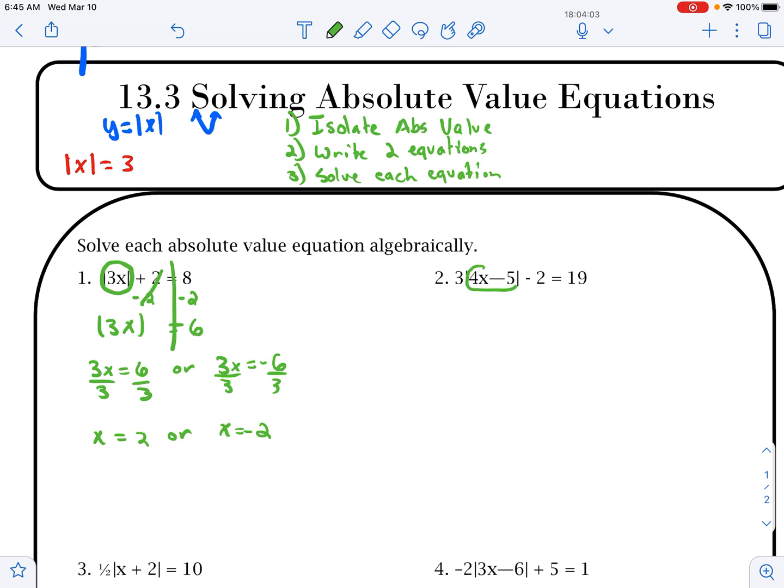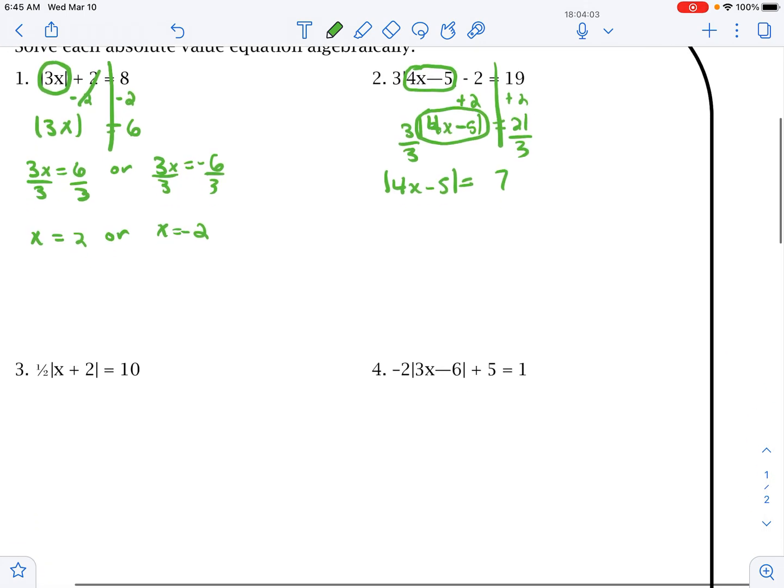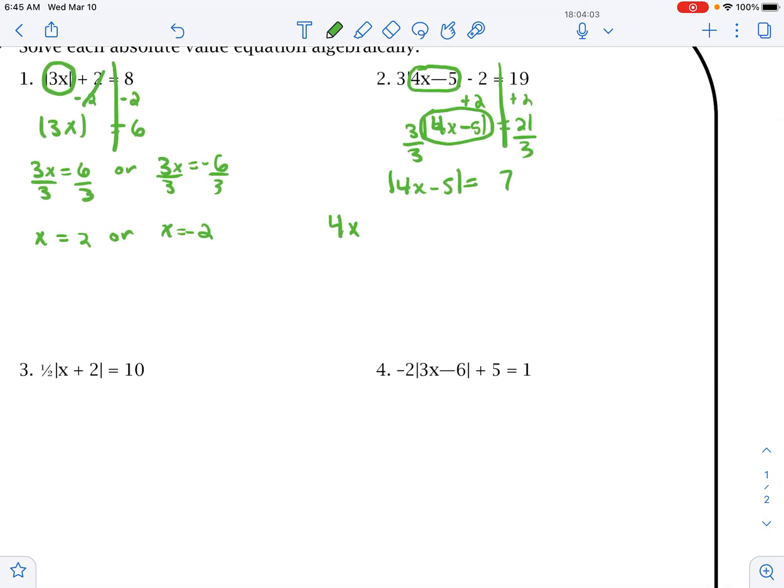Come here, I want to isolate this absolute value. So I need to get rid of that 2, so I add 2. I still have that 3 on the outside of this absolute value, so then I have to get rid of that 3. So then I have the absolute value of 4x minus 5 is equal to 7. So now that I got my absolute value isolated, now I'm going to write my 2 equations.